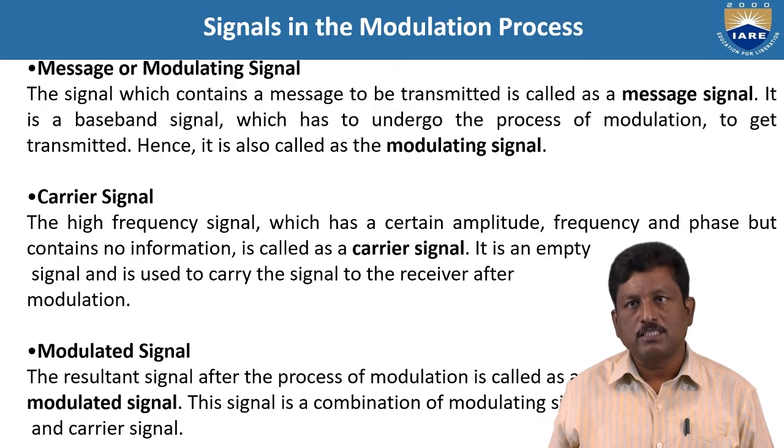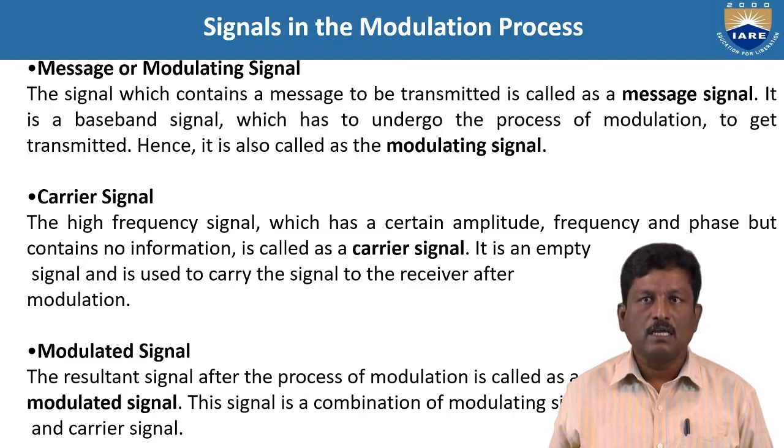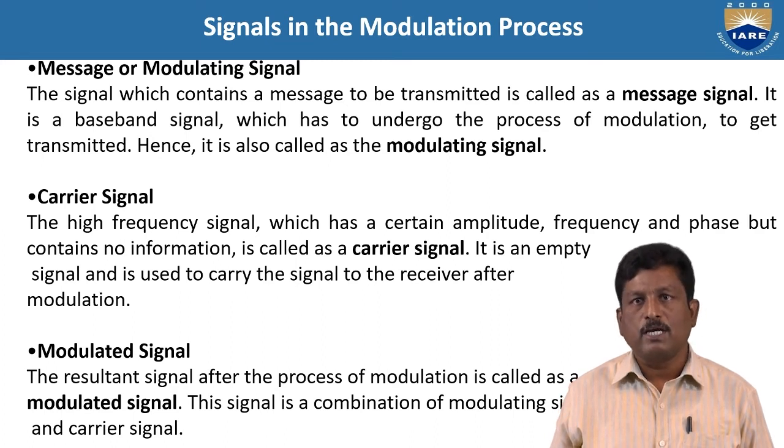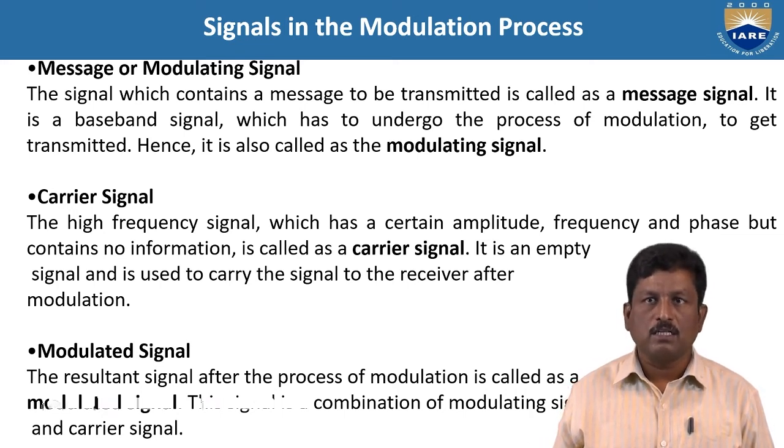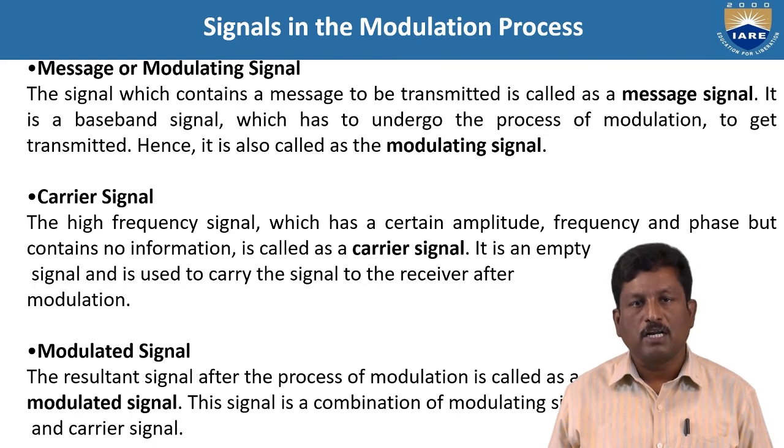In any communication system, there are three signals. One is the modulating signal, the carrier signal, and the third one is the modulated signal. There is a big difference between the modulating signal and the modulated signal. The modulating signal is a baseband signal which consists of our information, occupies a band of frequency, and carries the information which is to be transmitted. That is called the modulating signal. Before modulation, the signal is known as the modulating signal. After modulation, the signal is called the modulated signal.